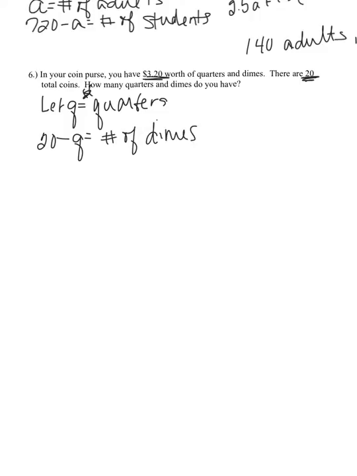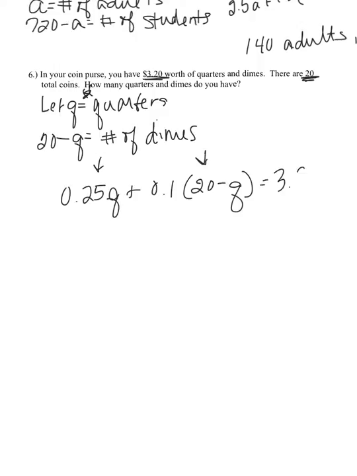Then it says their value. So if we know we have a total of $3.20, I have to think to myself, all right, well, how much is a quarter worth? How much is a dime? So if I take a quarter's worth, 25 cents, times however many quarters I have, plus a dime's worth, which is 10 cents, times however many dimes I have, that's going to give me the value of the quarters and the value of the dimes. Add them together, you're going to get the total value that's in your coin purse. So once you solve all this, you're going to get that you have 8 quarters and, spoiler alert, 12 dimes.